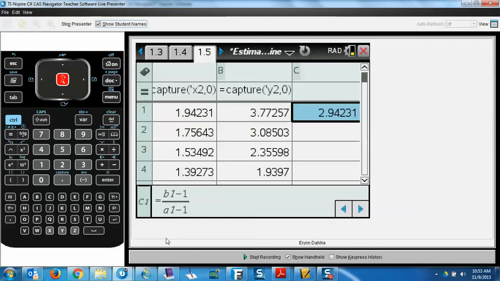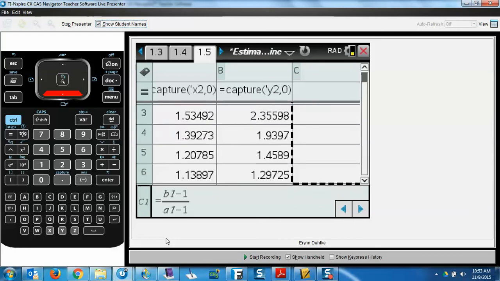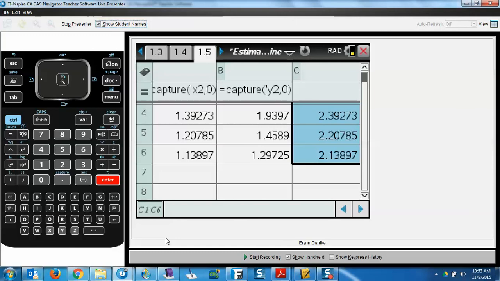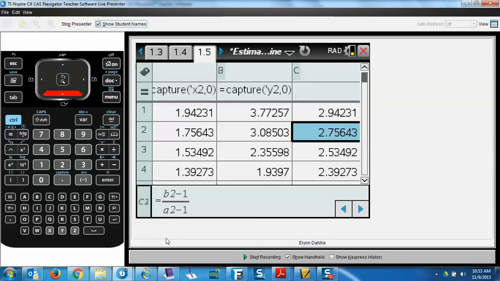And now arrow down, and keep arrowing down. And what this should do is, oops, that's enough. And hit enter, and that should fill that formula down. Now, if you hit your down arrow, okay, so if you look at the formula, see the formula down here? So it's B3 minus 1 over A3 minus 1, and then keep going.